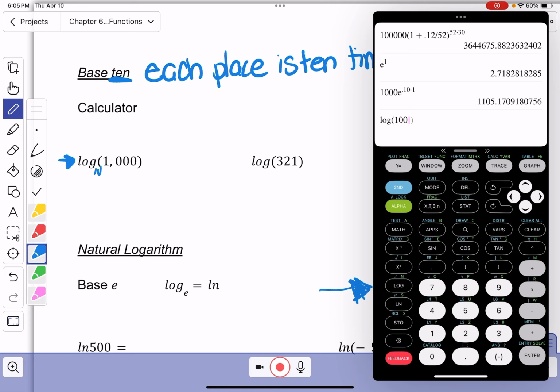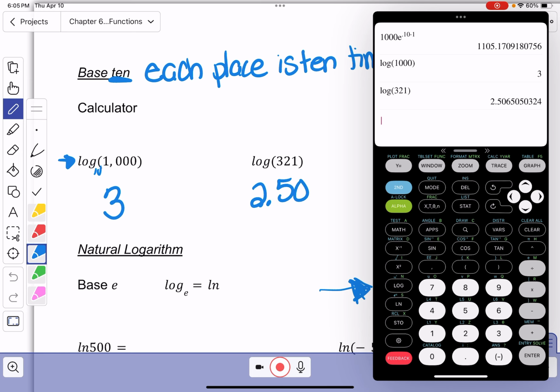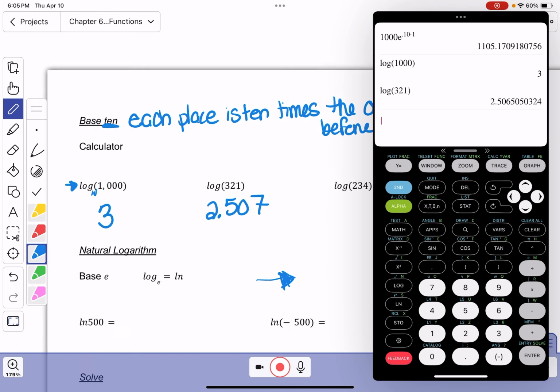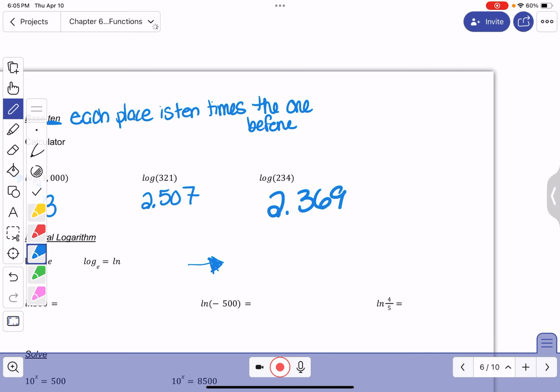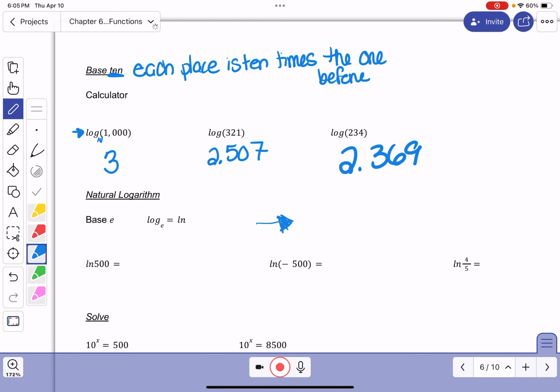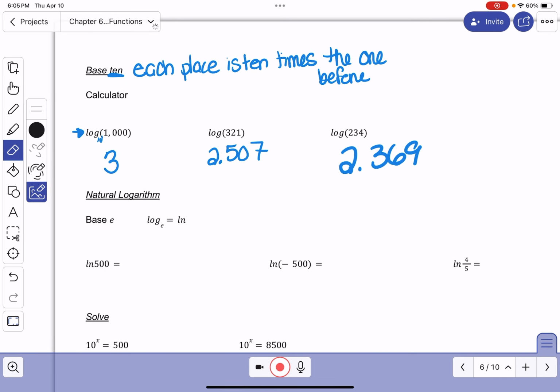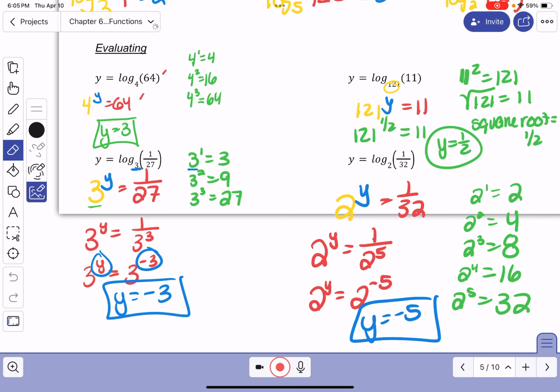So if you type log 1000 in the calculator, you get 3. If you type log 321 in the calculator, you get 2.507. If you type log 234 in the calculator, you get 2.369. Most of the time, the logs are going to be yucky numbers like that. They're only going to be a whole number if it's a power of, like we did here, the same base.